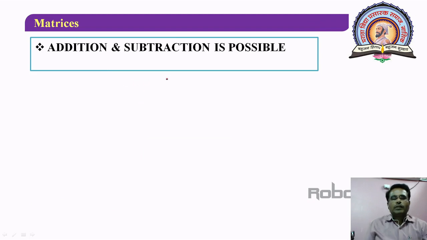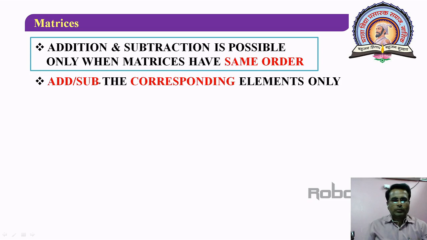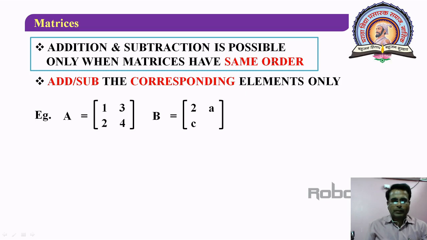The addition and subtraction is possible only when matrices have the same orders. So the most important condition is they must have the same orders. In addition or subtraction, the corresponding elements are added or subtracted, and then we get the resultant. See with the example: suppose A is equal to 1 3 2 4 and B is the matrix consisting of 2 A C D. Then the matrix C contains 1 2 7 3 4 9.